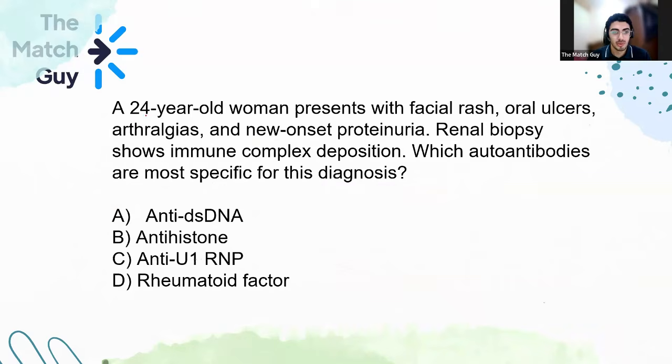Okay. So we have a 24-year-old woman presenting with facial rash, oral ulcers, arthralgia, and new onset proteinuria. Renal biopsy shows immune complex deposition. Which autoantibody is most specific for this diagnosis? Amazing, everyone. So this is the classic presentation of SLE.